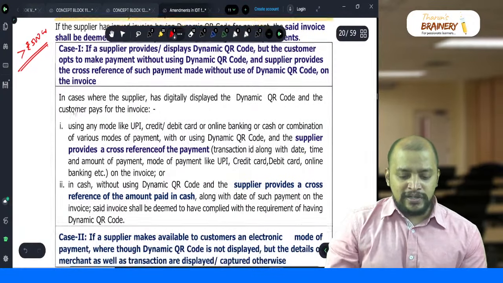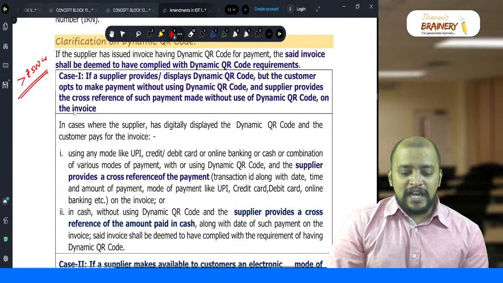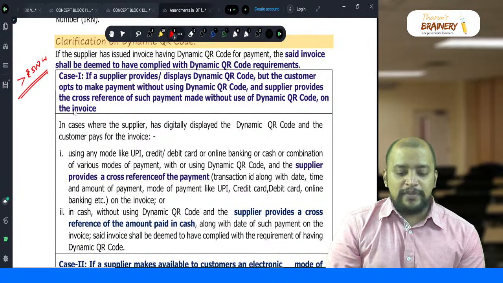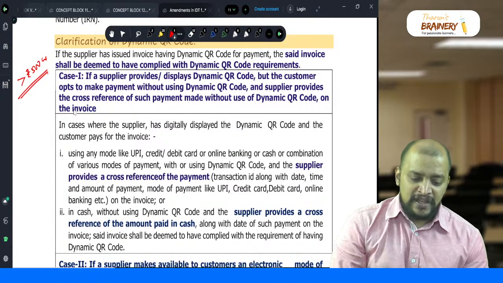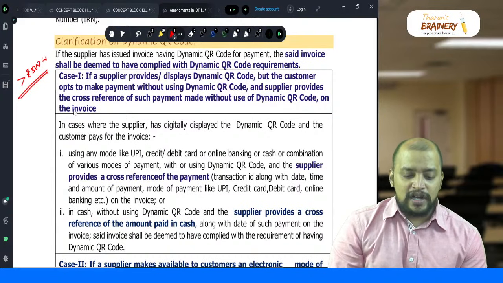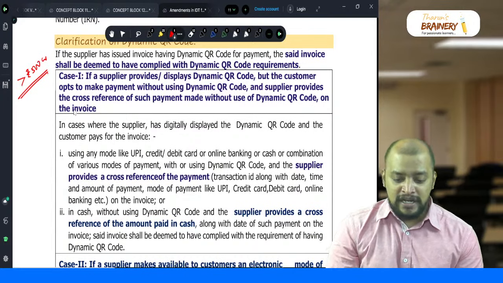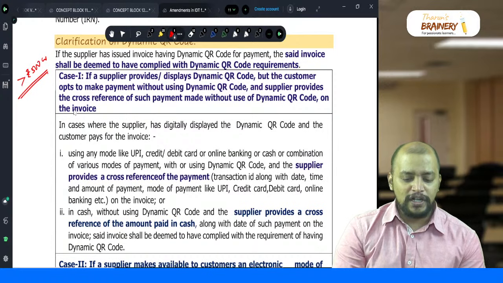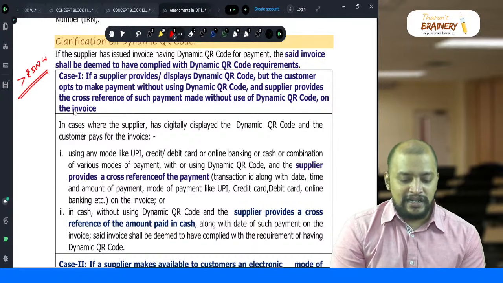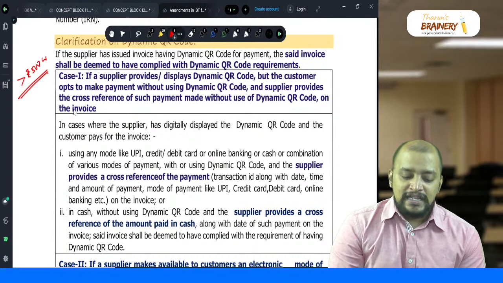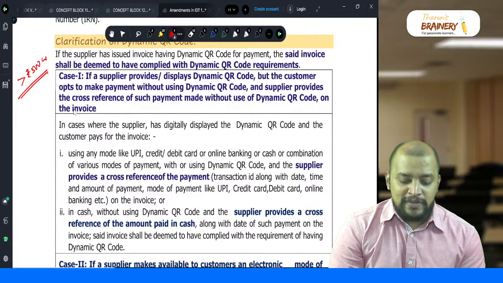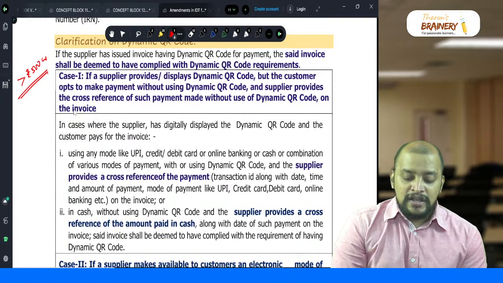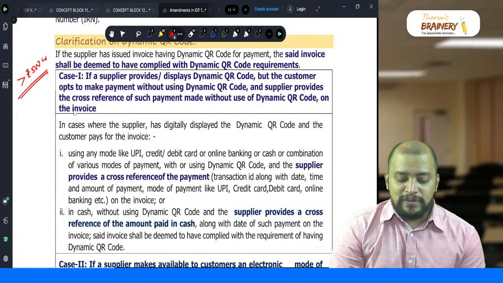Now, look into this case. If the supplier provides or displays a dynamic QR code, but the customer opts to make payment without using the dynamic QR code, and the supplier provides the cross reference of such payment made without use of dynamic QR code on the invoice, what will happen? Can it be done? Yes, if the payment is made, then the payment reference should be given.